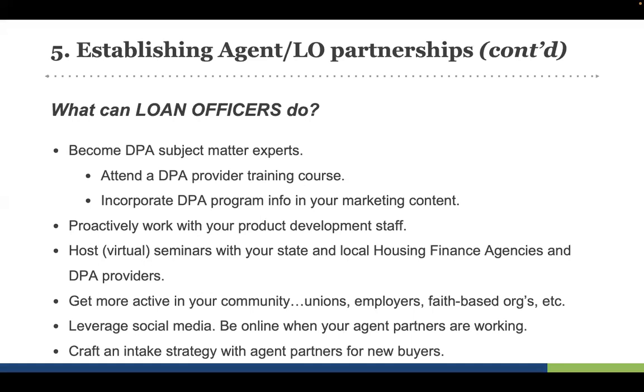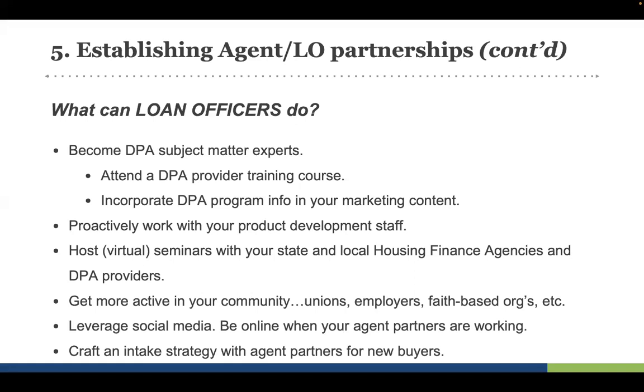Attend DPA provider training. Your state housing finance agencies, they do trainings all the time. A lot of local DPA providers have training opportunities, networking opportunities, maybe even opportunities for you to teach some of their classes. Incorporate down payment assistance information into your marketing content. Now, obviously, if you're in retail, abide by your company's marketing rules and regulations and so forth. But to the extent that that allows you or enables you to broadcast down payment assistance information, at least for those programs that you participate in, do that.